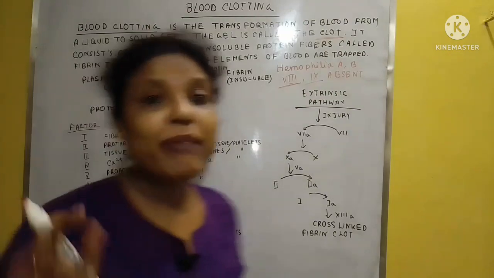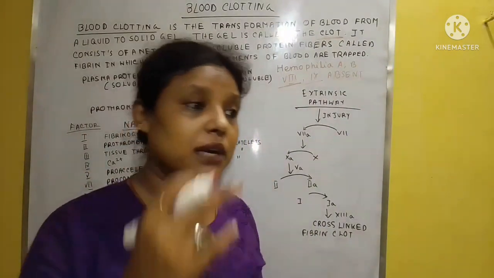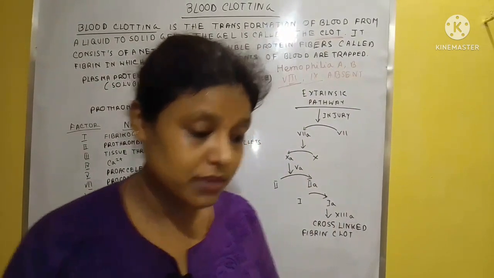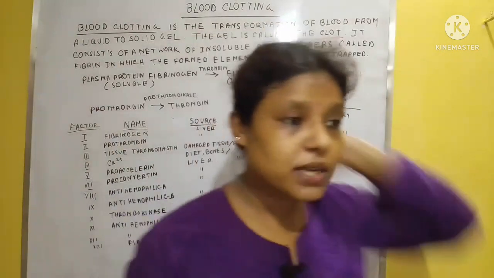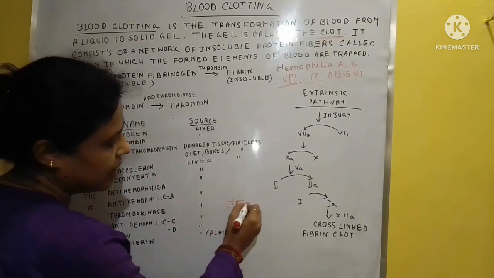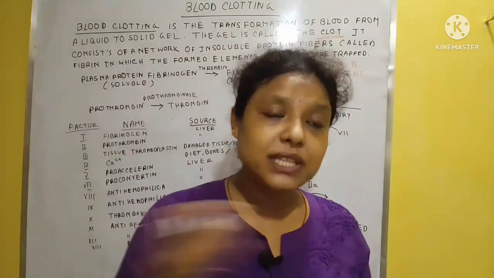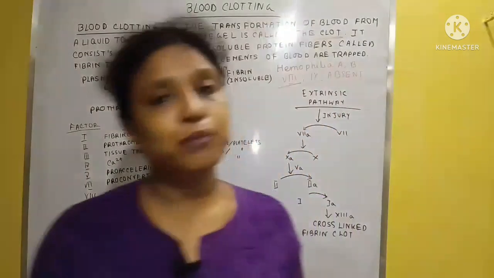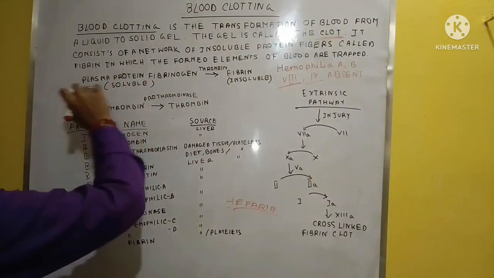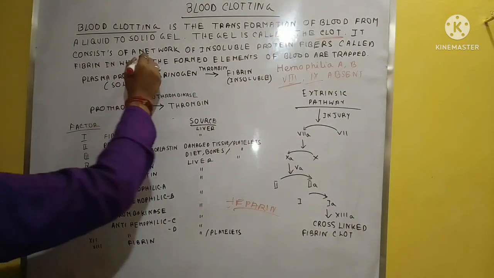Here I want to mention that blood clotting is impossible when blood is passing through the vessels, because there is one important substance known as heparin that is present in the blood, and that's why within the blood vessels blood clotting is impossible.